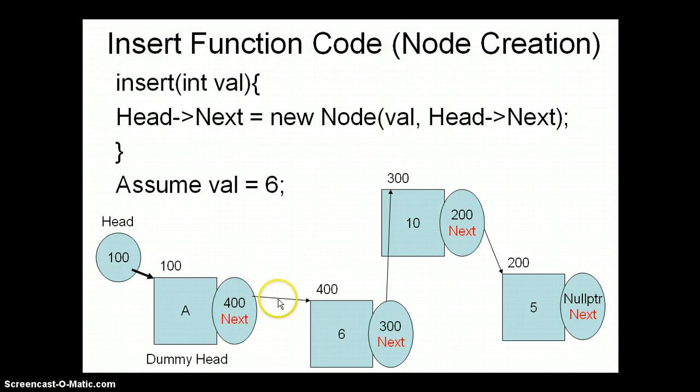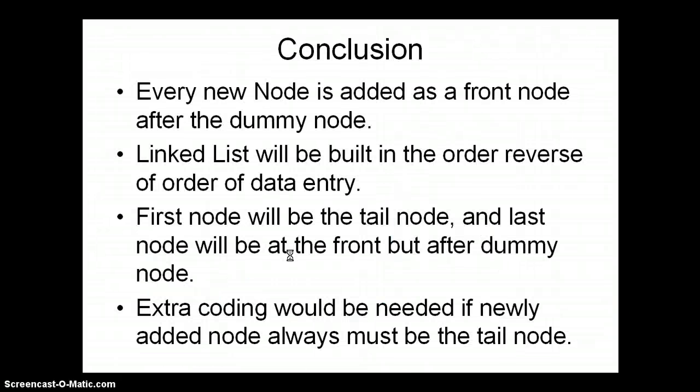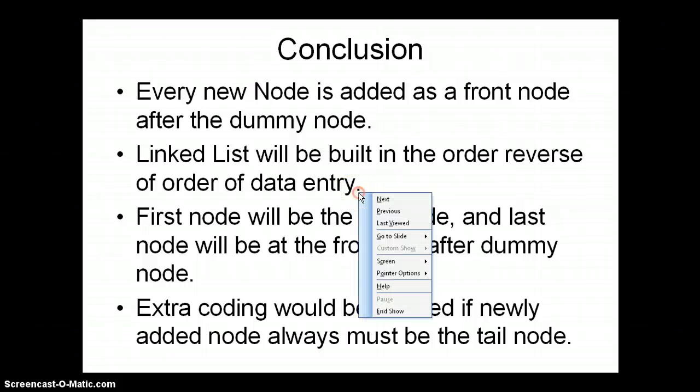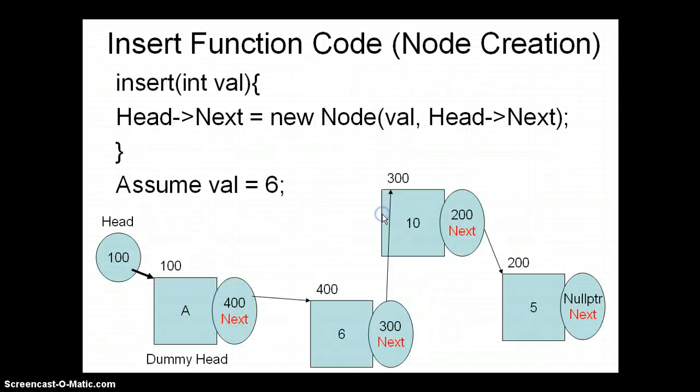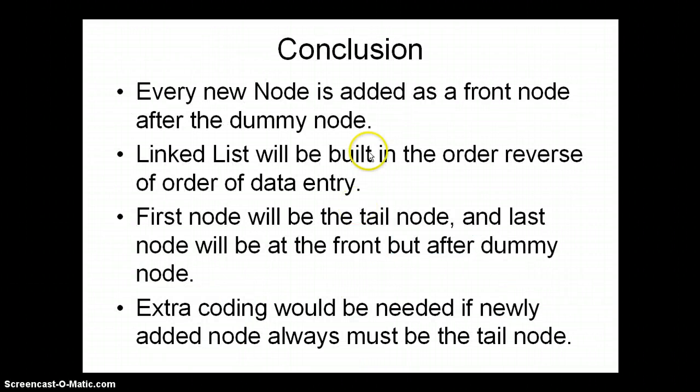Actually, I'm showing it in 2 steps, so maybe I shouldn't have this arrow here. That means my next slide would be identical. Oh, actually I didn't even have a next slide. All right, so here I've shown both processes in one slide, the node creation and link formation. Okay, so the conclusion is this, that every new node is added as a front node after the dummy node.